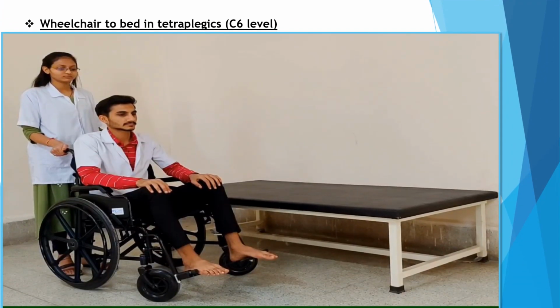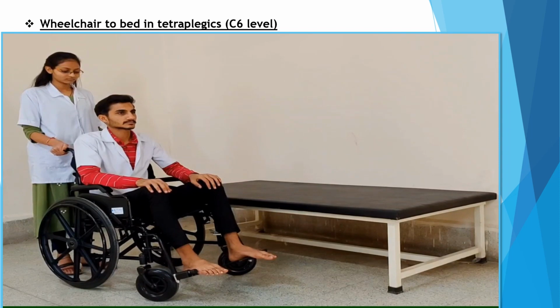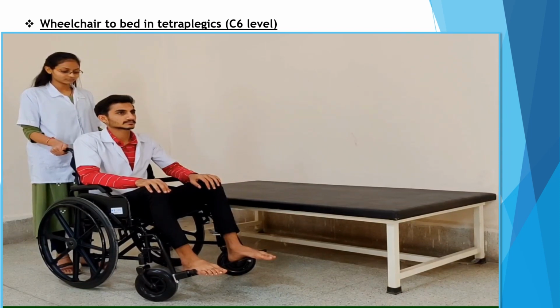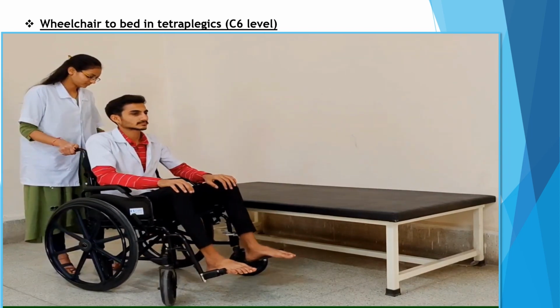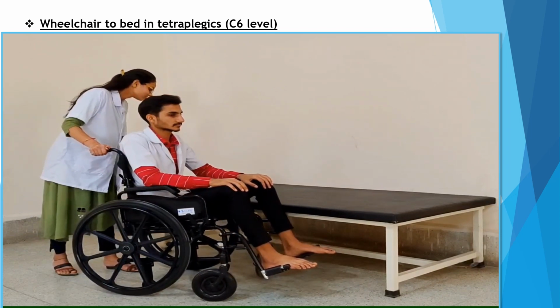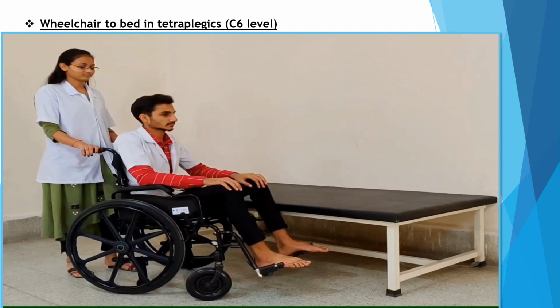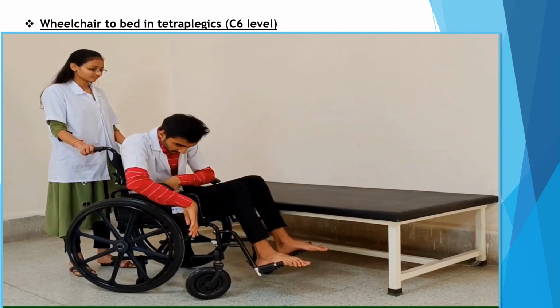Moving towards the next strategy, that is from wheelchair to bed in tetraplegics. Aim. The aim is to improve the ability to transfer from wheelchair to bed in tetraplegics. Physiotherapist instruction. Move the patient closer to the bed so that the transfer becomes easier. Make approximately a 40 to 60 degree angle with the bed. Patient instruction. Remove the armrest and put the brakes or locks on.